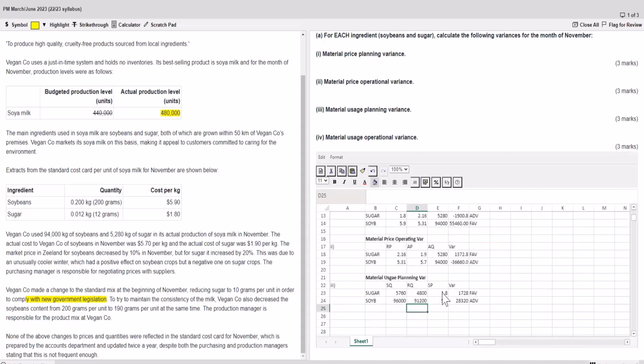So there we have it. We already have therefore calculated the variance. You can see it's the difference between those times by the standard price. That's favourable. We need to change that to be favourable. And that's done as well.